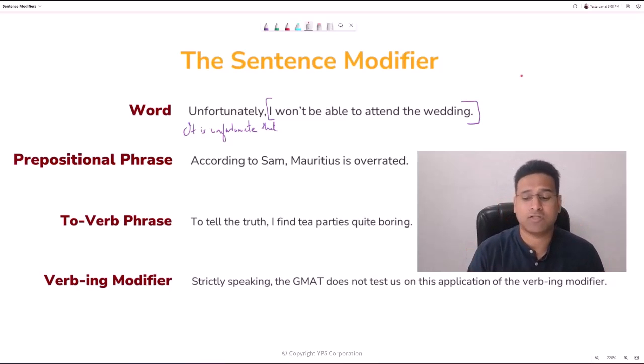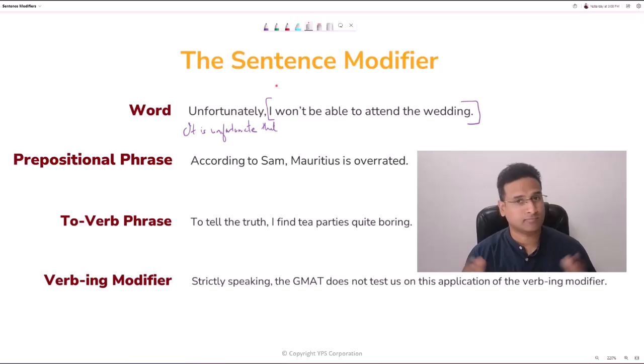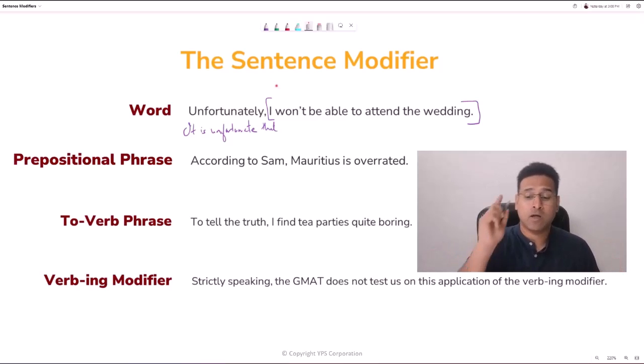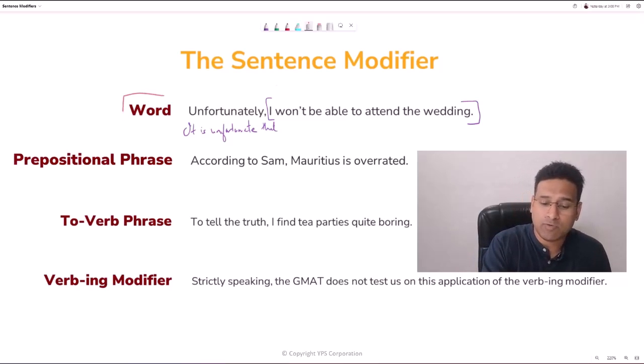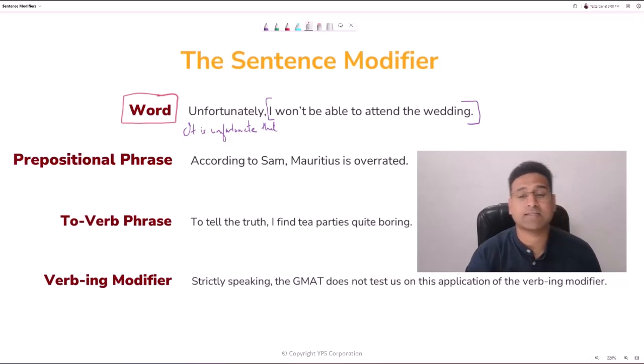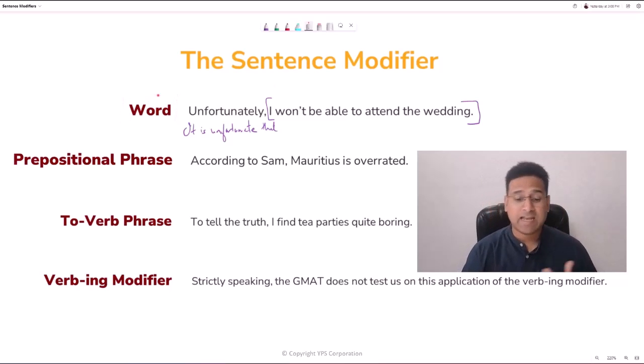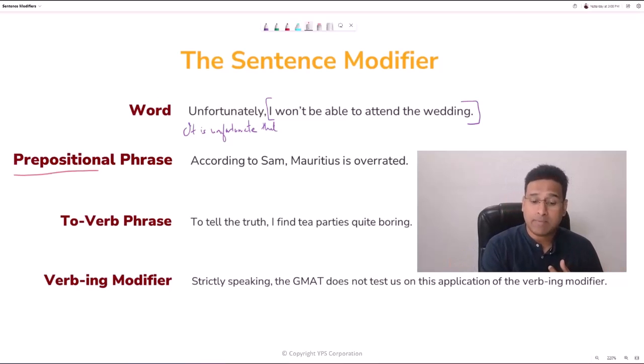So unfortunately doesn't modify the verb. It modifies the entire idea after the comma, right? I hope you agree with me. Let's take a look at another sentence. But what we understood in this first sentence is that a sentence modifier could be found in the form of a single word. But can it be more than a word? Can it be a phrase? Can it be a prepositional phrase?